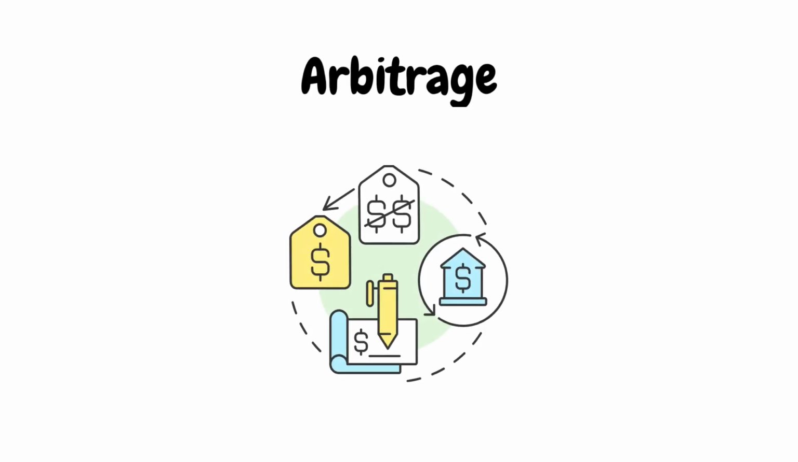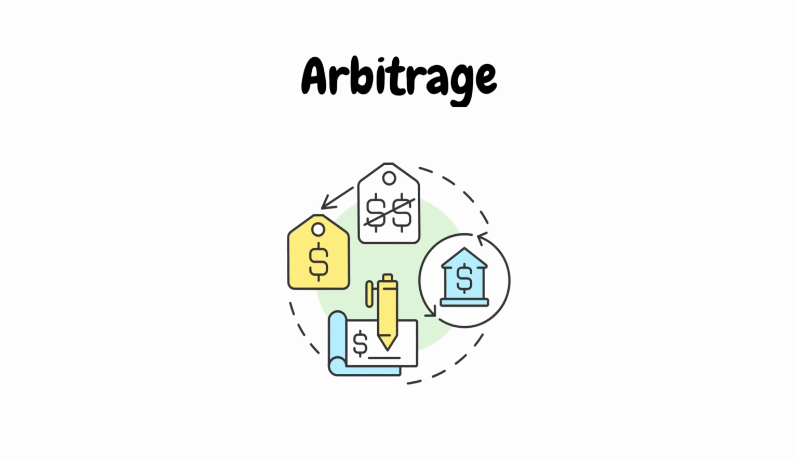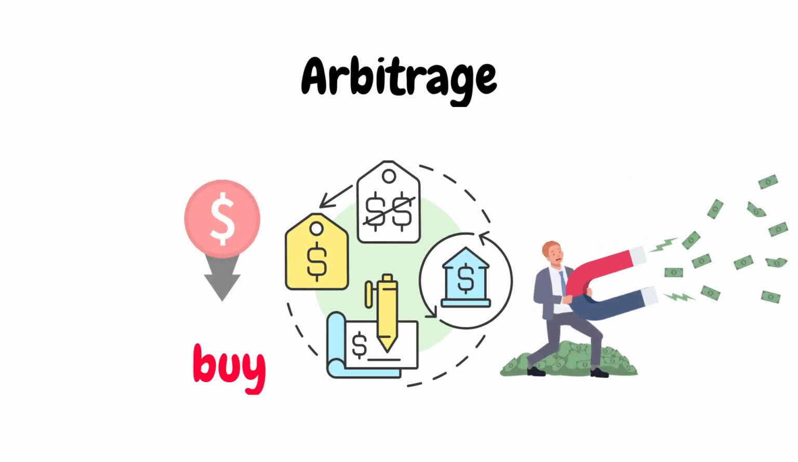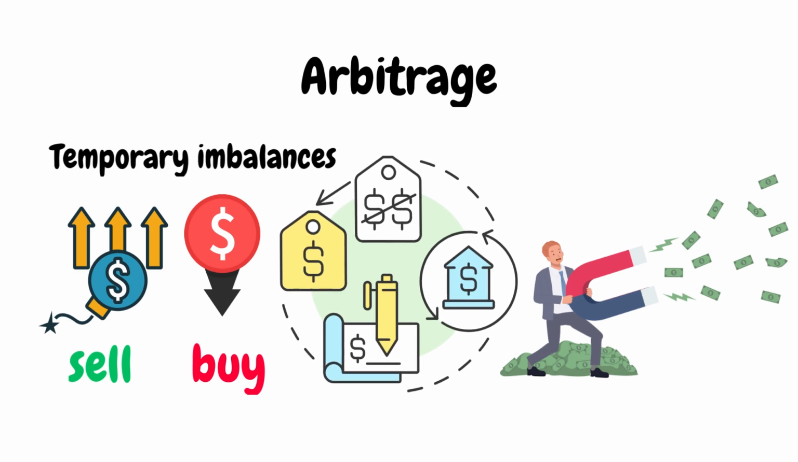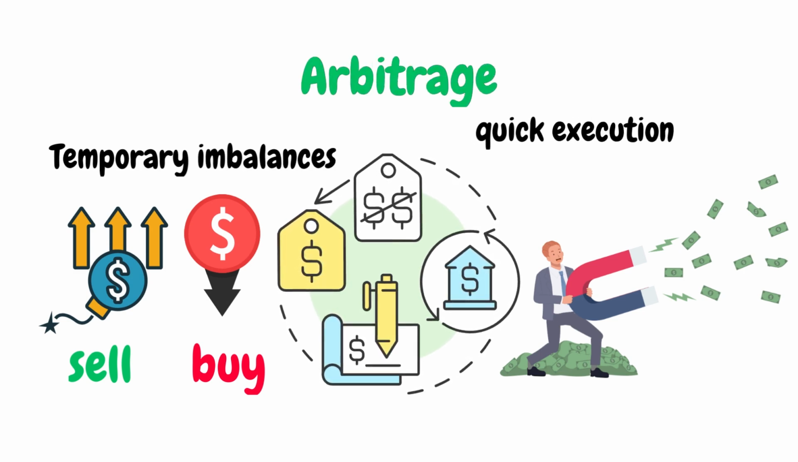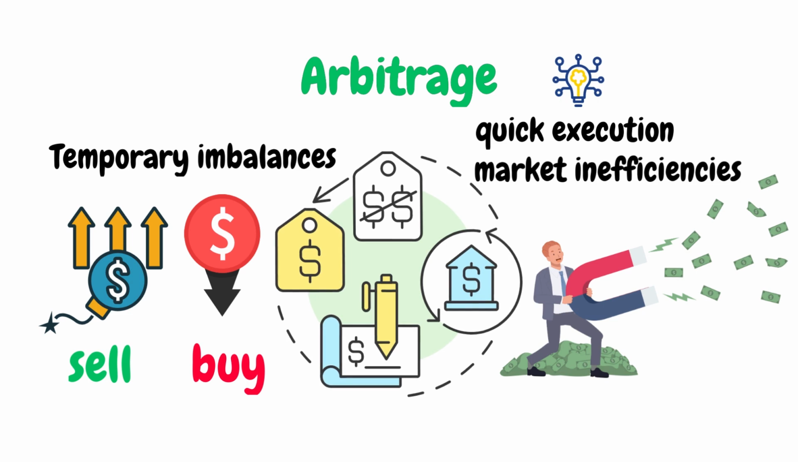Another intriguing strategy is arbitrage. Arbitrageurs exploit price discrepancies in different markets or securities to make risk-free profits. They buy low in one market and sell high in another, capitalizing on temporary imbalances. Arbitrage requires quick execution and a deep understanding of market inefficiencies.